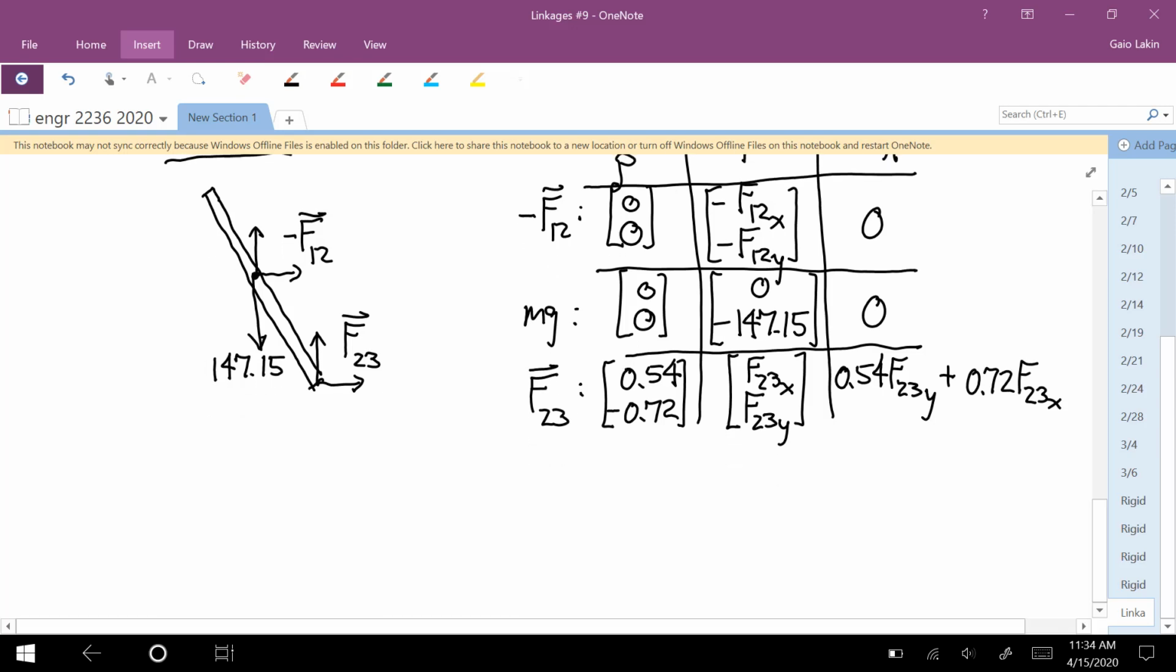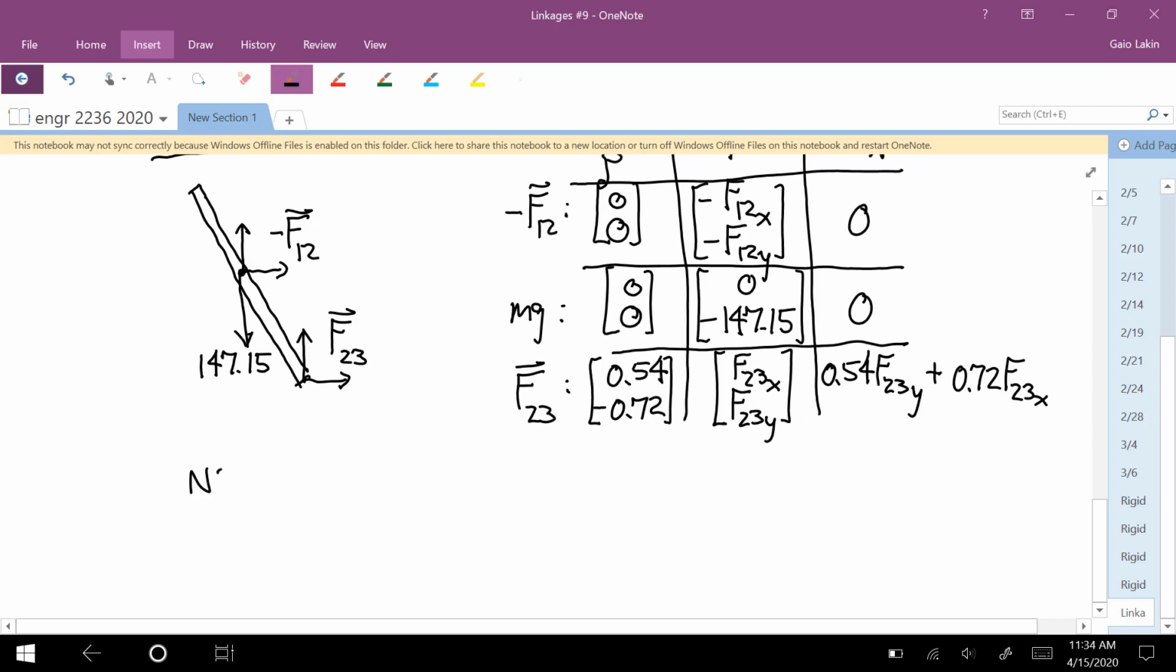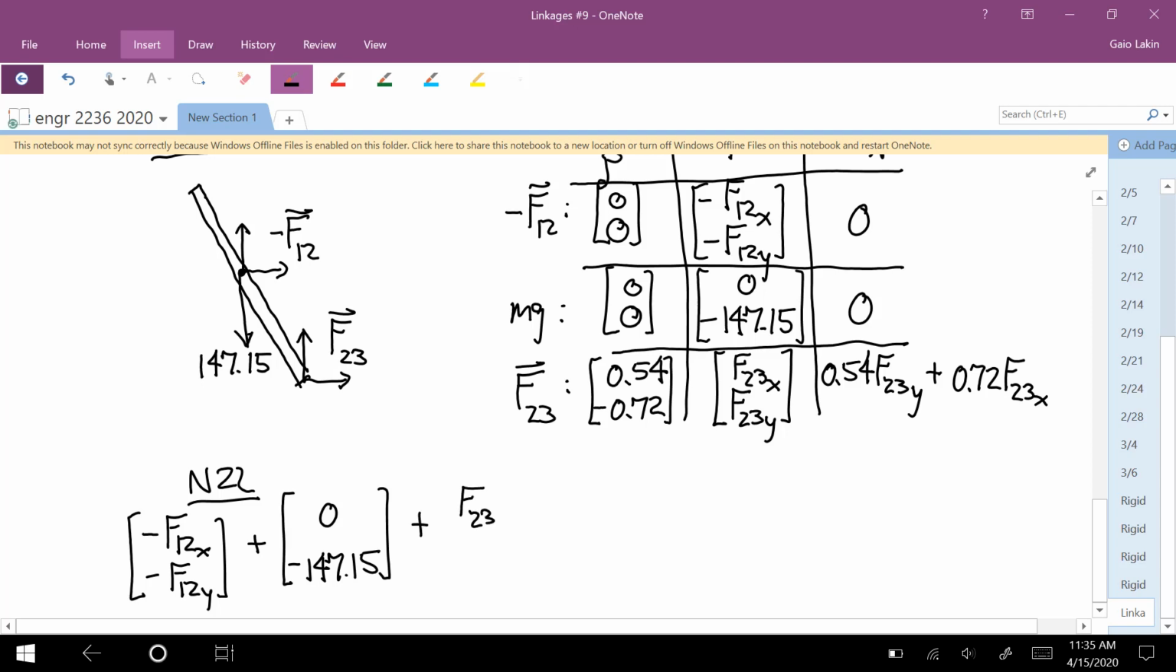All right, do we need Newton's second law for this? Yes, because there's no fixed point. So Newton's second law says negative F12x, negative F12y, plus 0, negative 147.15, plus F23x, F23y, is equal to the mass of this body, 15, times the acceleration of the center of mass. I'm going to call that A2.